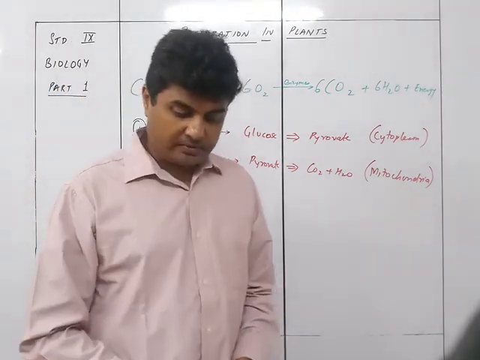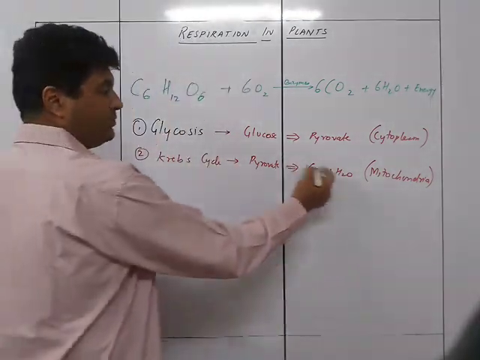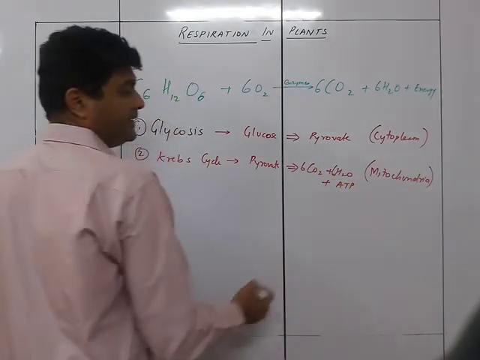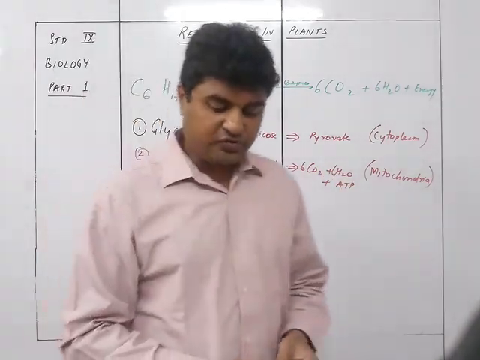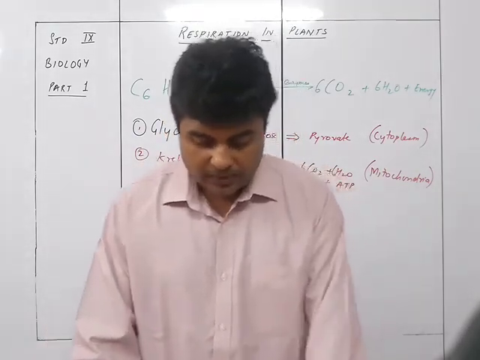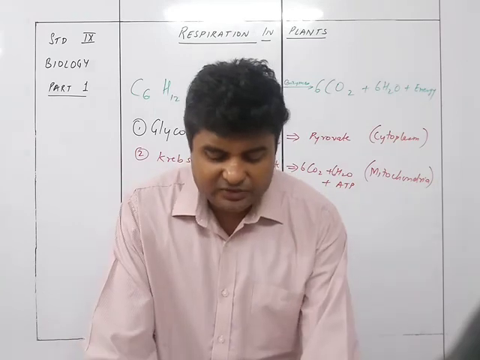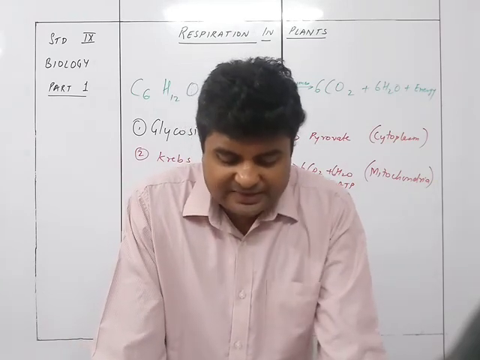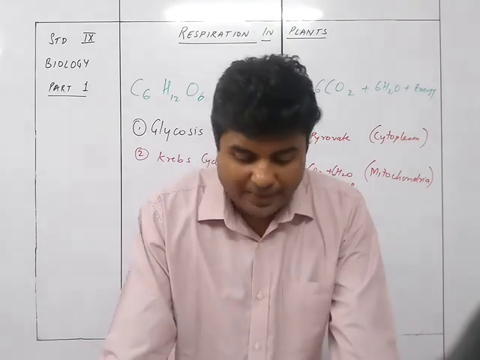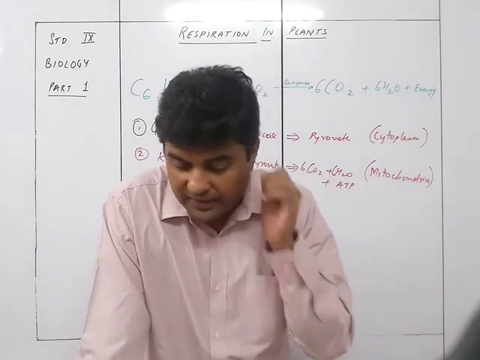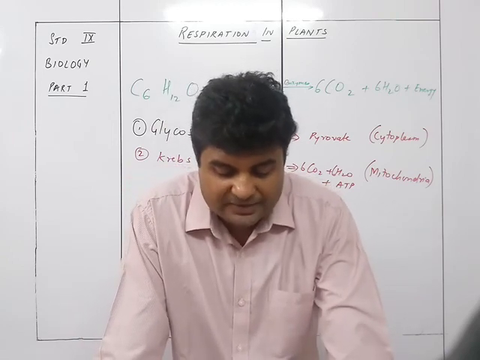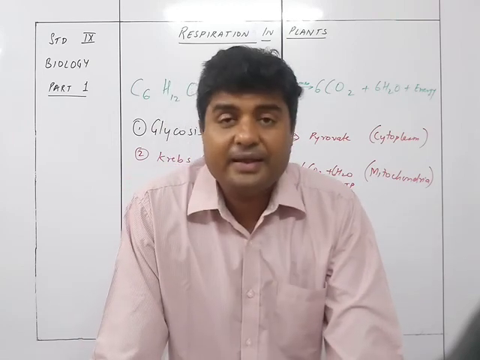Yes, mitochondria. Okay. And apart from this, there is also going to be ATP, that is the adenosine triphosphate, and this occurs in the mitochondria. So in a series of chemical steps, these steps occur in two major phases: glycolysis, glucose to pyruvate, occurring in the cytoplasm, and the Krebs cycle, pyruvate to CO2 plus 6H2O plus ATP, occurring in the mitochondria.